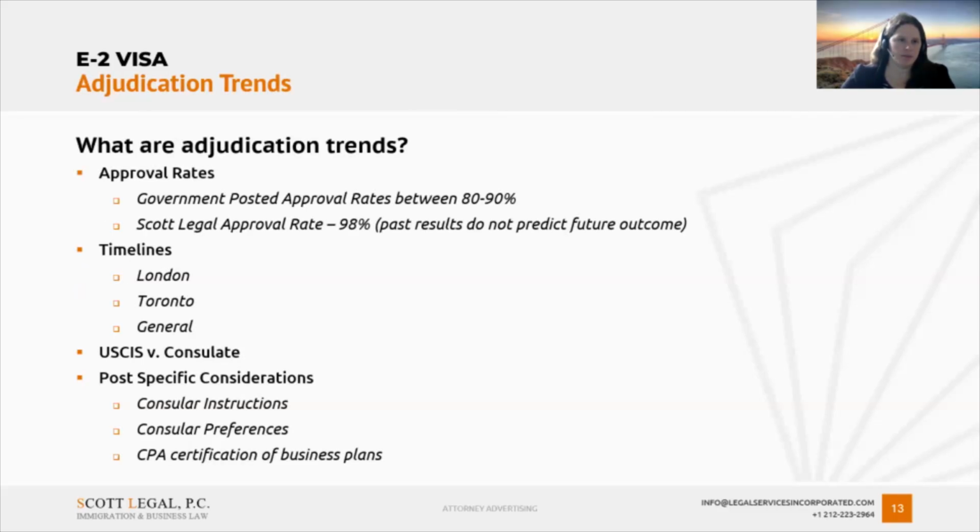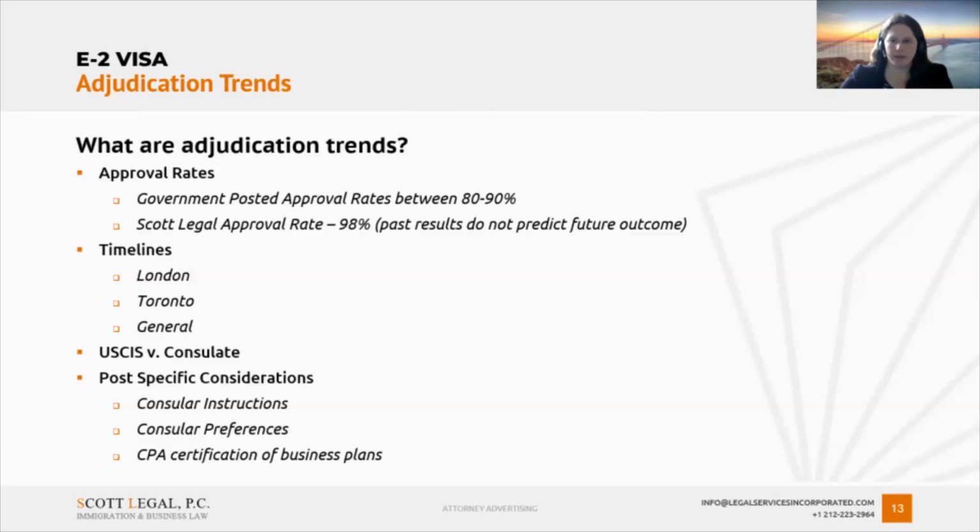All right, let's talk about some adjudication trends. So government posted approval rates for E2s are between 80 to 90%. Our firm's approval rate is around 98%. Of course, past results do not predict future outcomes. No one can ever guarantee that your visa will be approved. That being said, we do have extensive experience with these types of visas.